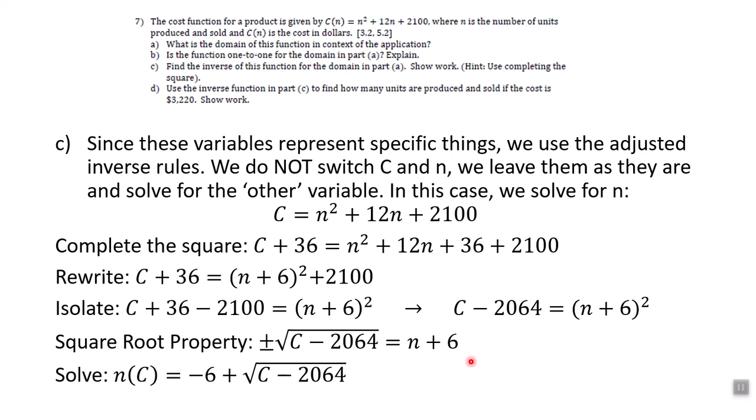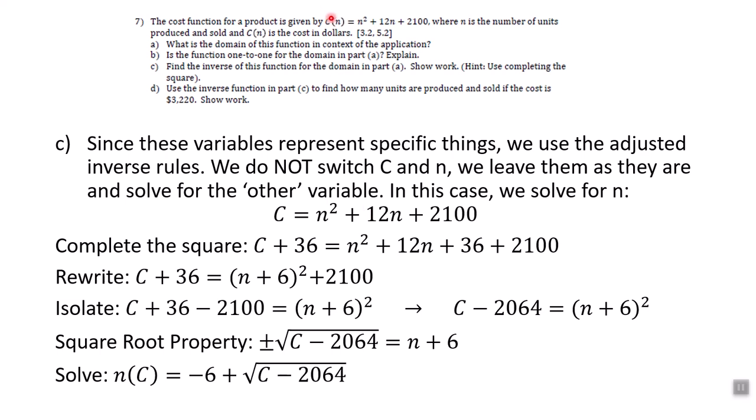Part C, find the inverse of the function for the domain in part A. Show your work. And the hint is to use completing the square, so that's exactly what we use. Now, these variables represent specific things. C is the cost. N is the number of units. So we don't want to just switch those variables all willy-nilly. If this was just a regular f of x equals x squared plus 12x plus 2100, whatever, go for it, switch x and y. But we're going to do a modified version of the inverse that takes into account that the variables represent actual items or actual things. So we do not switch the c and n. We leave them as they are and solve for the, quote, other variable.